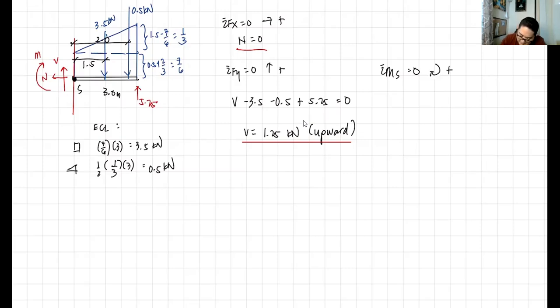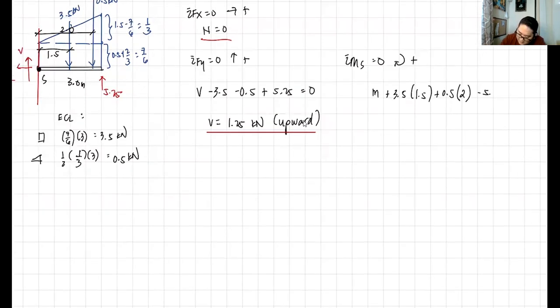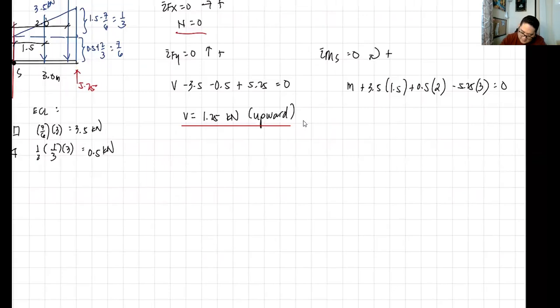So si M natin dun sa section is M plus yung 3.5 times 1.5 plus 0.5 times 2.0. And then si 5.25 will be counterclockwise. Okay? Equals sa 0. So yung moment natin will be 3.5 times 1.5 plus 0.5 times 2 minus 5.25 times 3. That is minus 9.5. So 9.5 kilonewton meter. Okay?